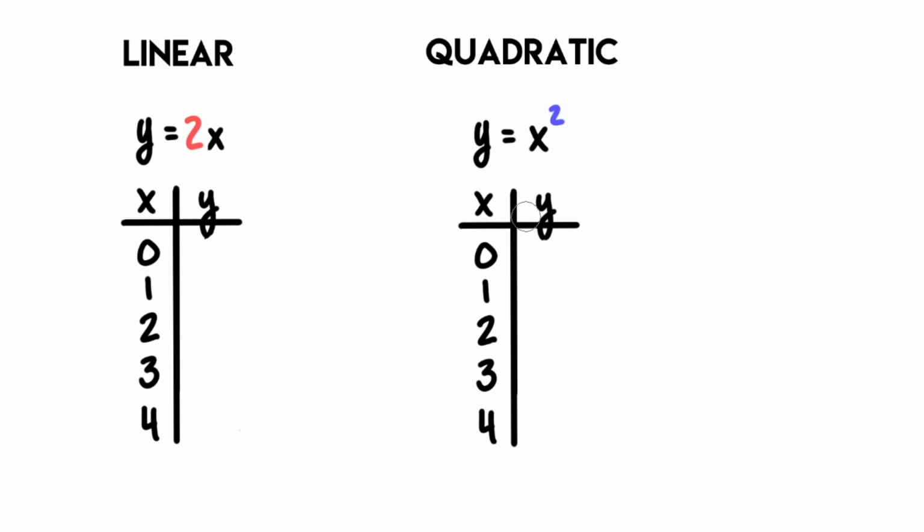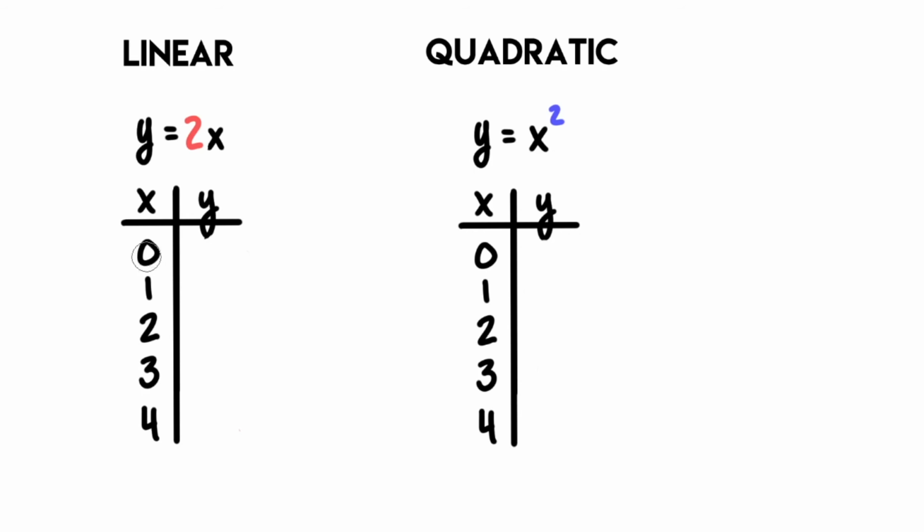All right, so let's take a look at what these tables are going to look like between a linear and a quadratic. On the left-hand side, I have a linear equation, simply 2 multiplied by x. On the right-hand side, I've got a quadratic equation, which is x to the power of 2. So I'm just going to fill in these tables, and then we're going to try to look at what makes them different. Like, how can we identify a linear versus a quadratic?